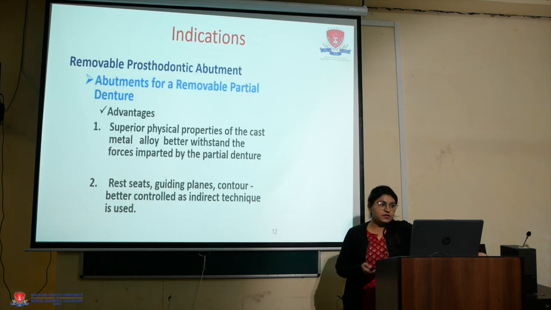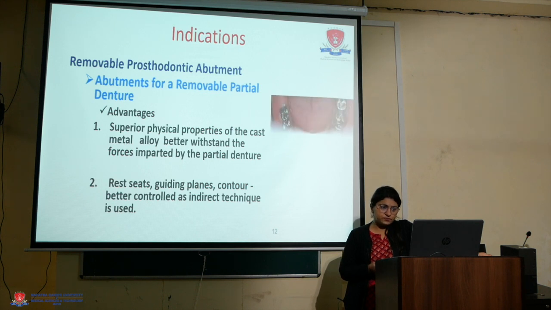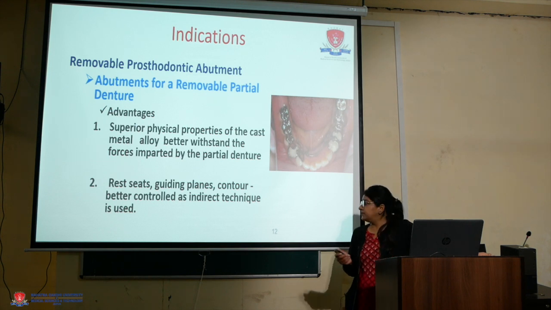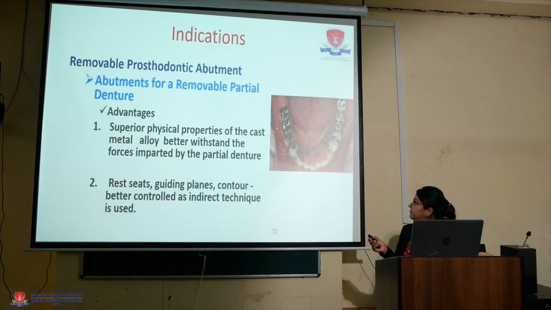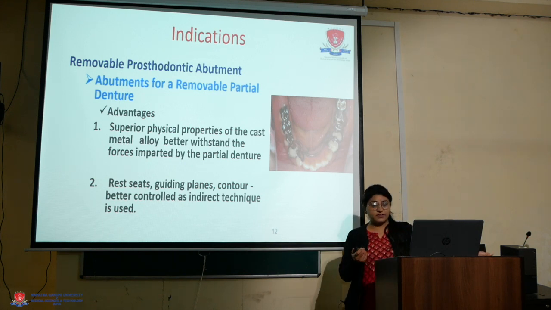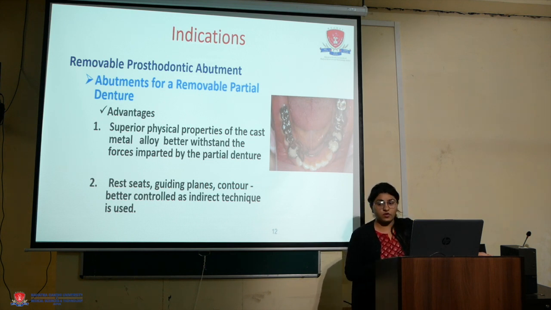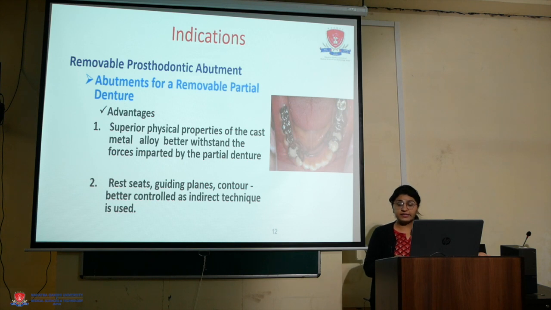Then indications again: removable prosthodontic abutment, because they can be used as abutments for a removable partial denture. You can see here in the picture, they can be used as abutments for a removable partial denture, because the advantage will be that, because of the superior physical properties, they can withstand the forces imparted by the partial denture. So this is an advantage. Then again you can provide the rest seats or the guiding planes in these cast metal alloys.